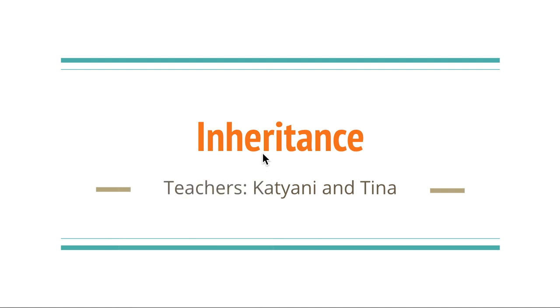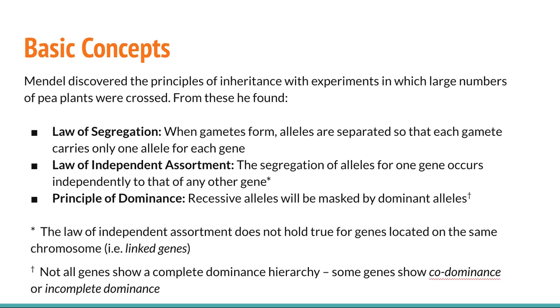Here is our video on inheritance. So the basic concepts that this unit covers is, first of all, Mendel discovered the principles of inheritance with experiments in which large numbers of pea plants were crossed. From this, he found these three laws. The first one is the law of segregation. So when gametes form, alleles are separated so that each gamete carries only one allele for each gene.